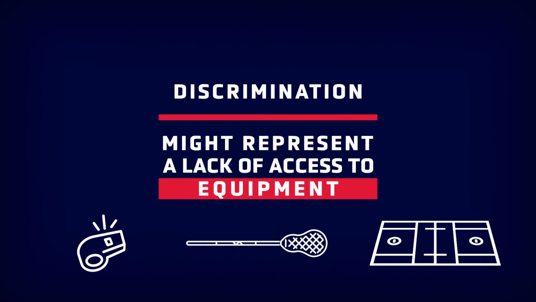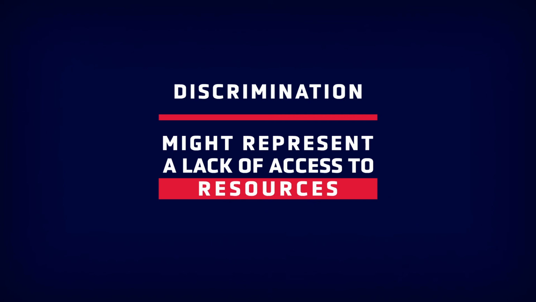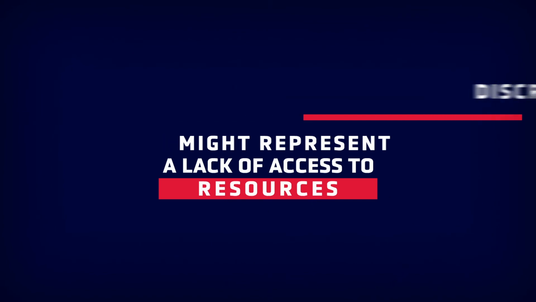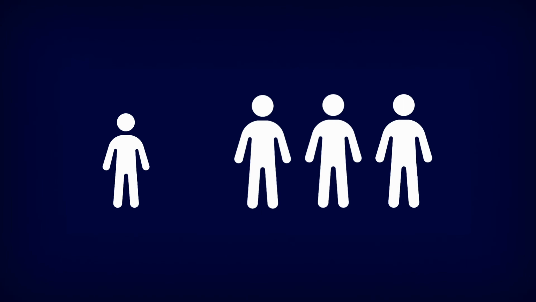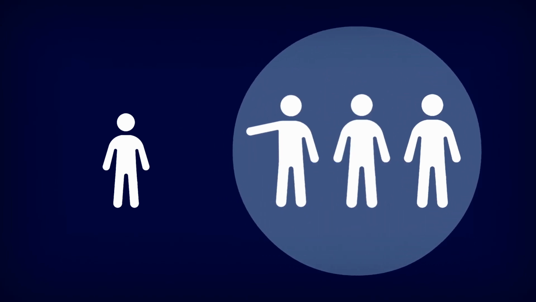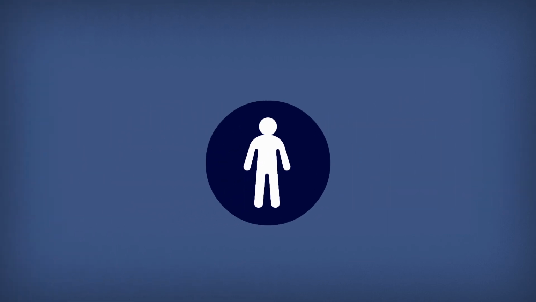In other words, people may not have the chance to play lacrosse, or they may have few of the resources needed. In other cases, discrimination occurs when people are treated badly and unfairly. Someone might be made fun of by teammates, left out of things, or ignored. They're all examples of discrimination.